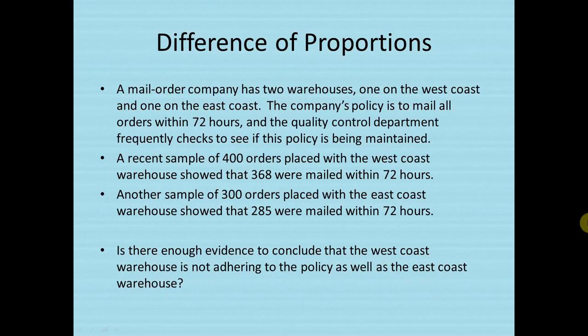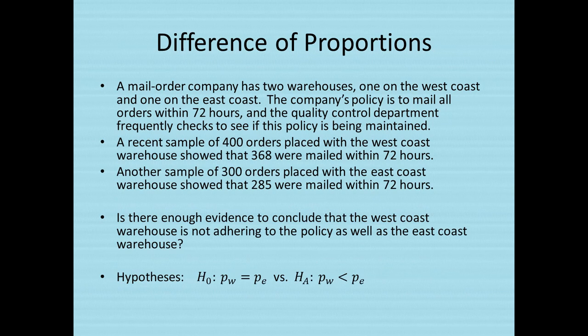Difference of proportions. If we're going to set up the hypotheses, you need that last bullet point. Is there enough evidence to conclude that the West Coast warehouse is not adhering to the policy as well as the East Coast warehouse? If the West Coast warehouse is not adhering to the policy quite as well, then the proportion would be lower. P West less than P East is what we're looking for evidence of. So that's what our hypothesis should look like, with W standing in for West and E for East. We're looking for evidence that the proportion is lower for the West Coast warehouse.